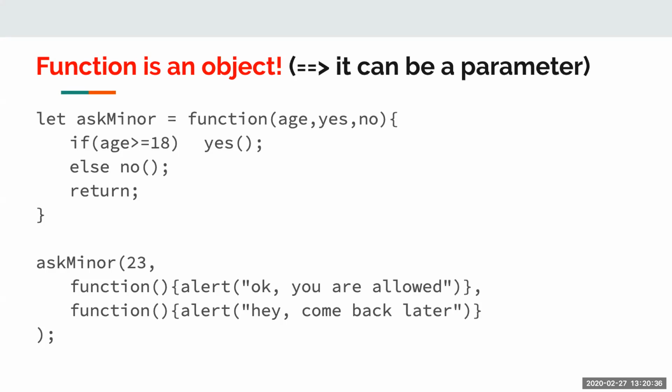And I'm gonna have a quiz about these. Again, this function call takes 3 parameters. First parameter is 23. Second parameter is a function that calls the alert function. The third parameter is again a function. And who's gonna call that function? In here, with parentheses or no parentheses, it is the function call of the parameter that was passed to this ask minor function.